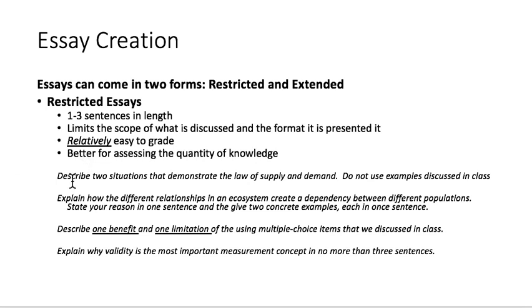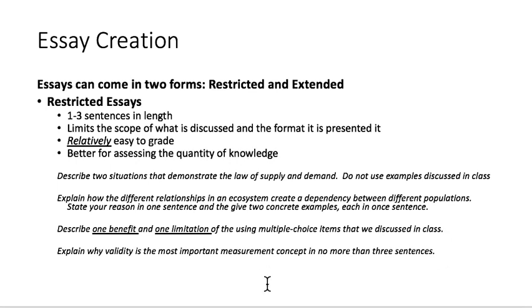So, for example, describe two situations that demonstrate the law of supply and demand. Do not use examples discussed in class. Explain how the different relationships in an ecosystem create a dependency between different populations. State your reason in one sentence and give two concrete examples, each in one sentence. Describe one benefit and one limitation of using multiple choice items that we discussed in class. Or explain why validity is the most important measurement concept in no more than 3 sentences.